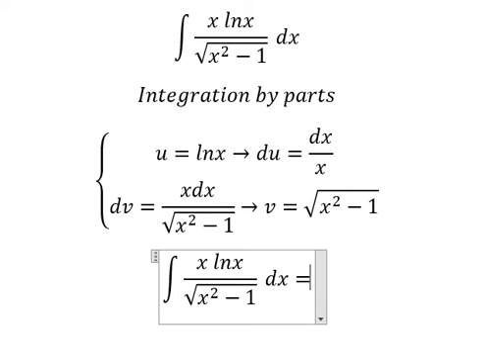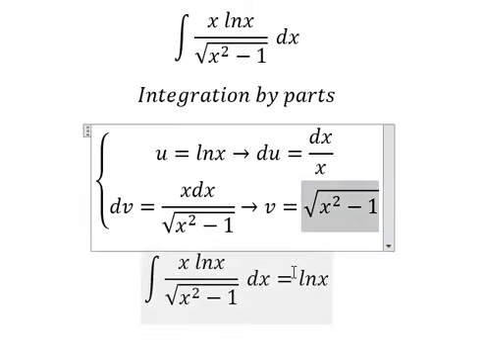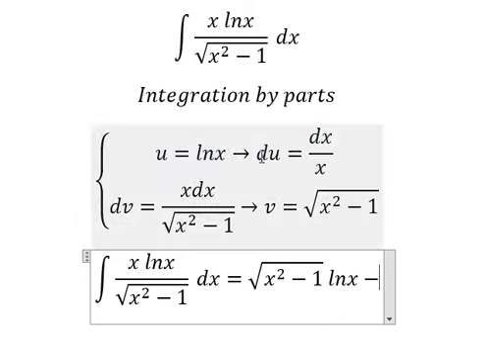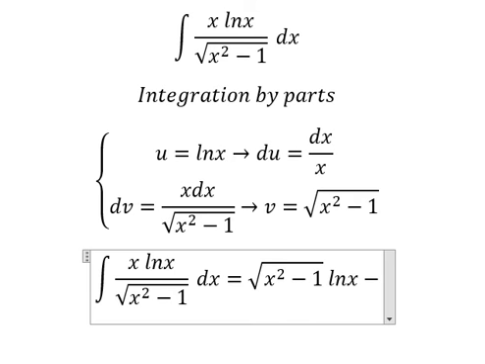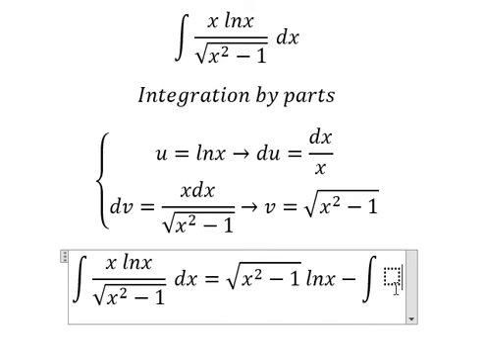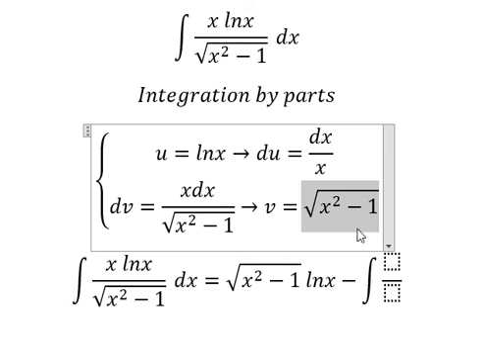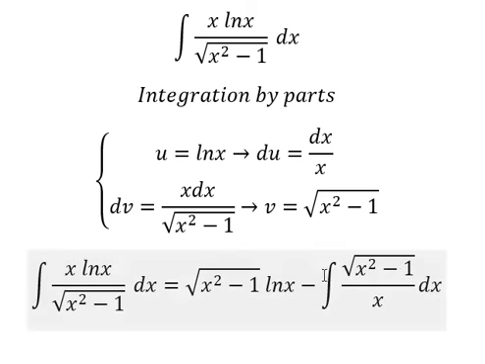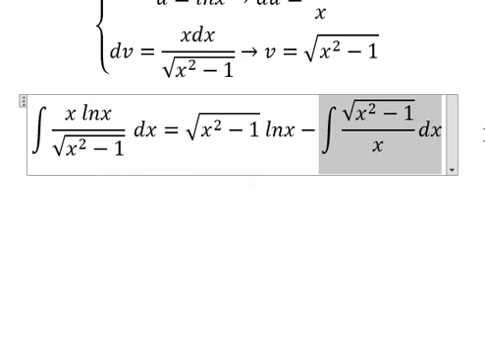So we have u multiplied by v, minus the integration of u multiplied by v. So we have the integration of the square root of s squared minus 1 over s ds. Now I will concentrate on this one only.